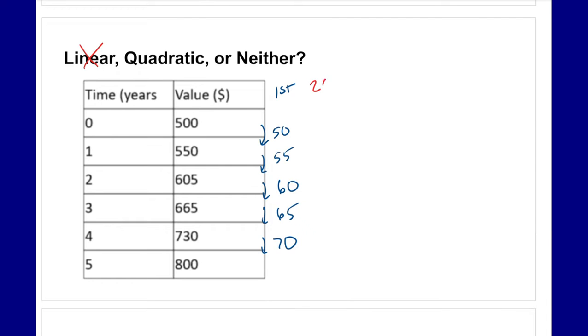Let's take a look at the second differences. Well, from 50 to 55, that's an increase of 5. From 55 to 60, that's an increase of 5. From 60 to 65, and from 65 to 70, they're all increases of 5. With that being the case, it would be quadratic because our second differences are all the same. So again, that's something that we learned in the previous lesson.